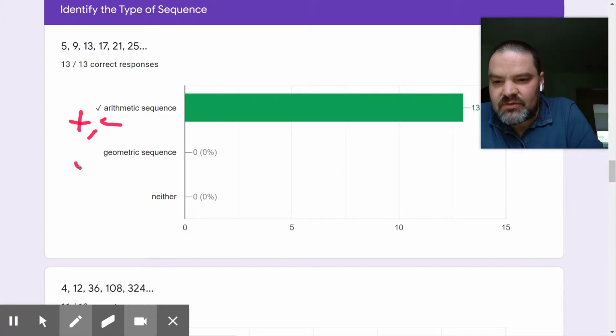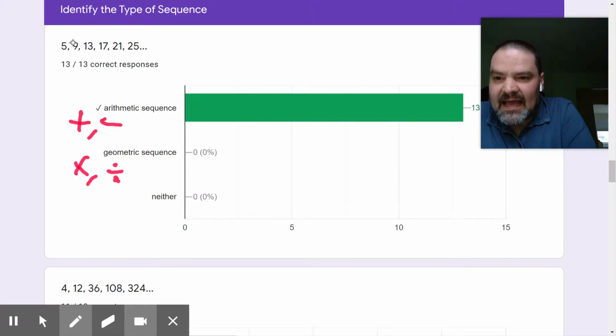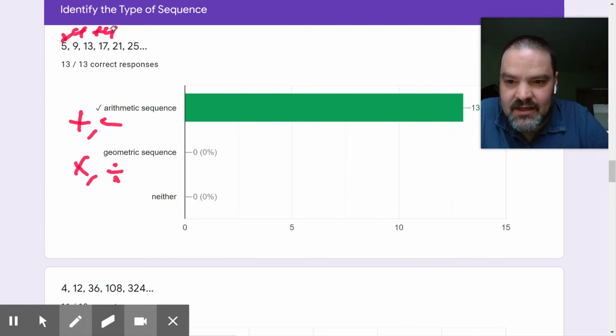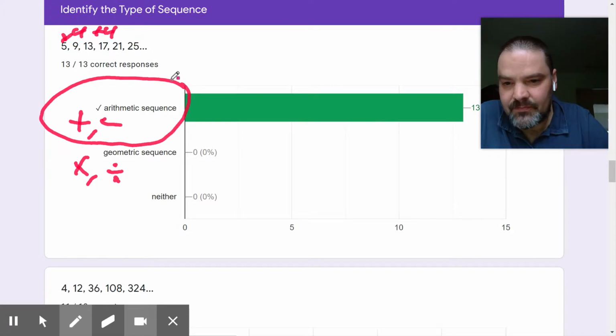And for geometric, it's when you're multiplying or dividing by the same thing each time. So, for example, everybody got this one right because we know that you're adding 4 each time, right? Plus 4, plus 4. You keep adding the same thing. Adding is arithmetic. Add arithmetic if that helps you. Some of the other ones we had a little more difficulties with, so let's take a look.